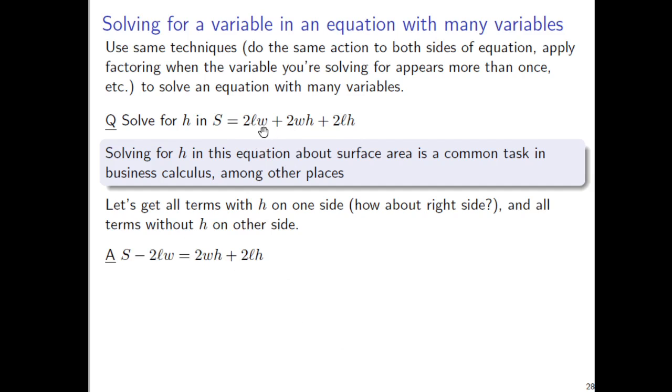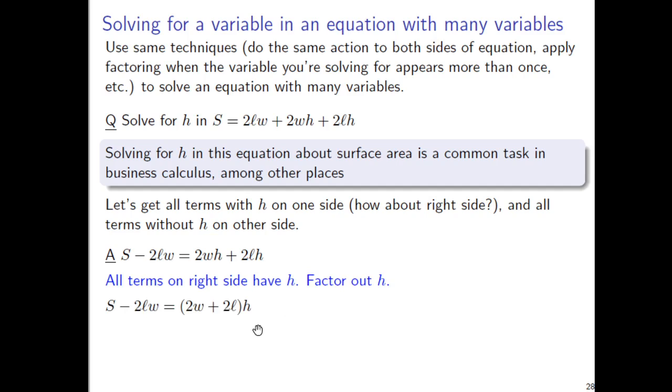So let's subtract 2lw on both sides, and you have s minus 2lw equals 2wh plus 2lh. Now that all the terms that have h are on the right side and all the terms that don't have h are on the left side, well, we factor out an h. Right? This is the same deal we talked about just a moment ago with collecting like terms, and we shouldn't really ever call it collecting like terms. It's hiding that key step of factoring out the variable that you need to.